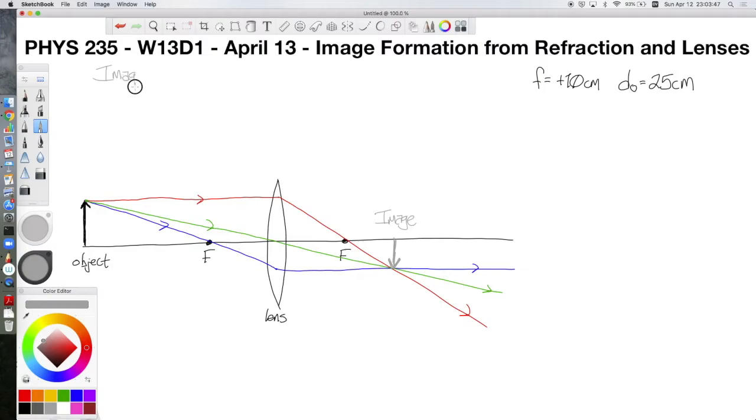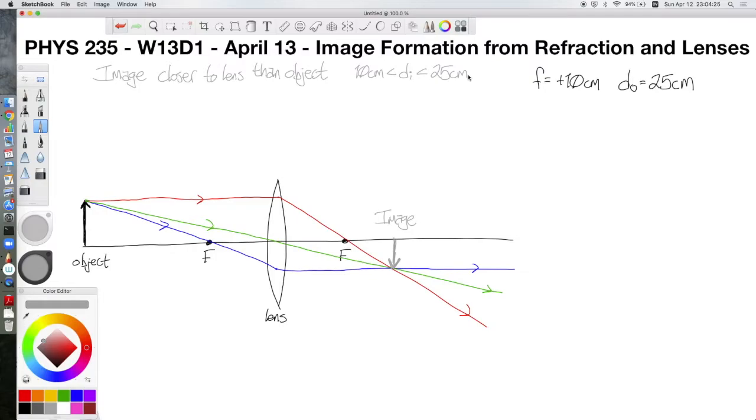We can say, well, our image is closer to the lens than the object. But the image is also still outside the focal length. So we're expecting an image distance that is definitely larger than the focal length, that being 10 centimeters. But we're also expecting an image distance that is smaller than our object distance of 25 centimeters.